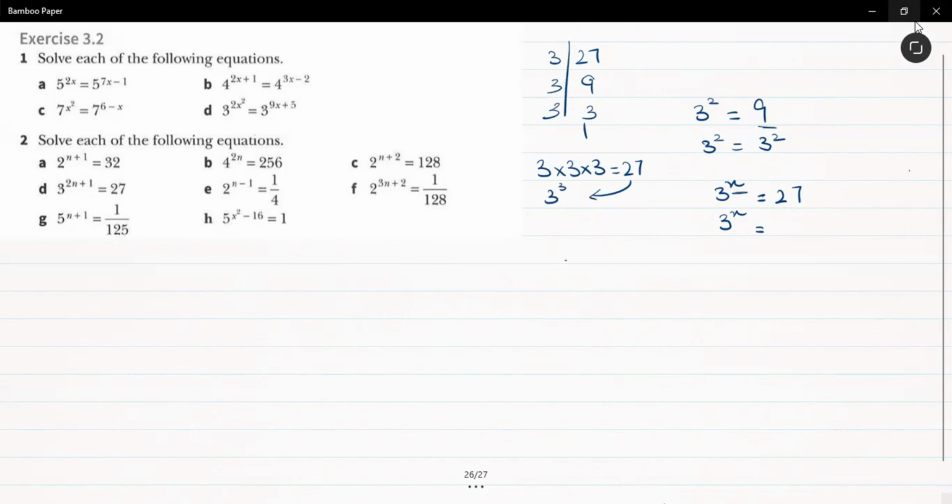So right now we're going to write 27 in terms of its factors, so 3 to the power 3. Now you can compare the powers easily. So x is equal to 3. And that is what this exercise is wholly based on.